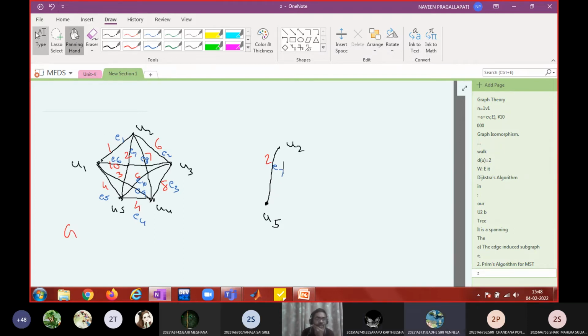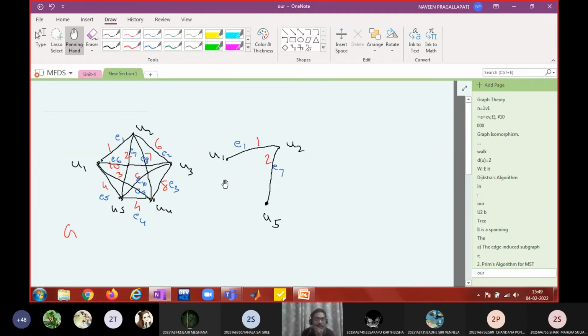E1, sir. E1 has weight 1, compared to all the other edges, which are 4, 3, 3, 3. So I select the next edge as E1. This is weight 1, called E1. Now what is its end? This end is U1. Now, having selected these, how many vertices do we want? 5 vertices. Already we reached 3 vertices.